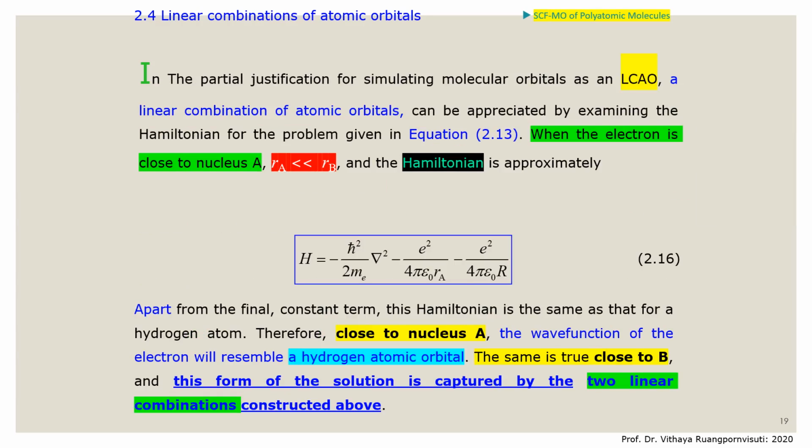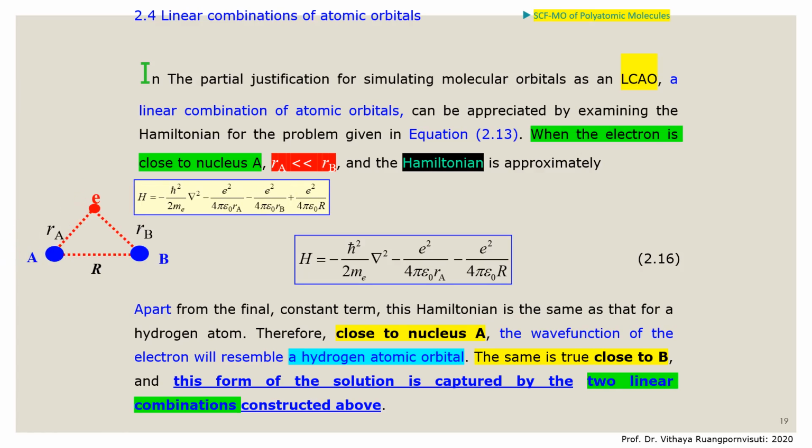A partial justification for simulating molecular orbitals as an LCAO, which stands for linear combination of atomic orbitals, can be appreciated by examining the Hamiltonian for the problem given in equation 2.13.